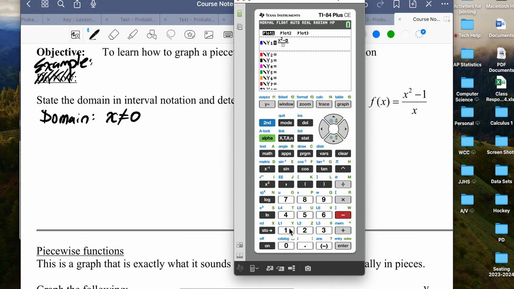Minus 1, down arrow, pop in an x. So I have my function popped in there.